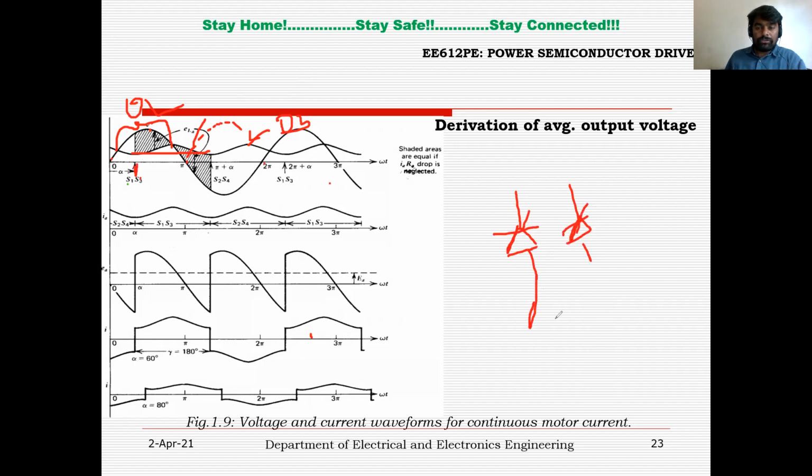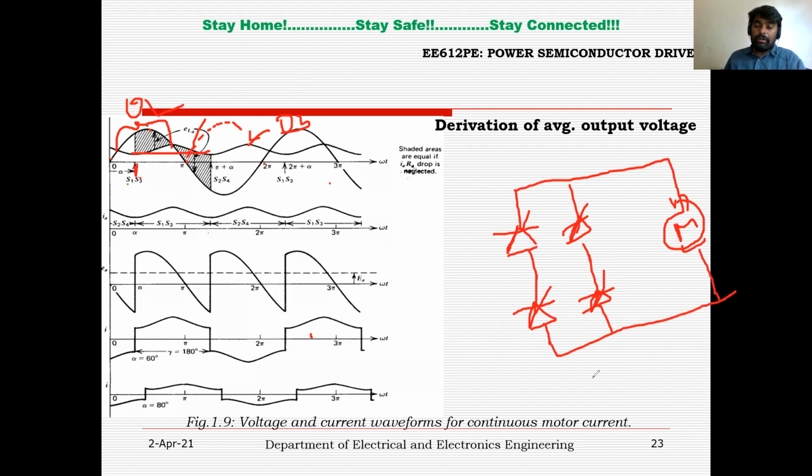So these are the two diodes, thyristors, right? And it is connected to the armature of the DC motor, right? The field winding is connected somewhere else with constant voltage across it. So if the field current is constant, flux is also constant.